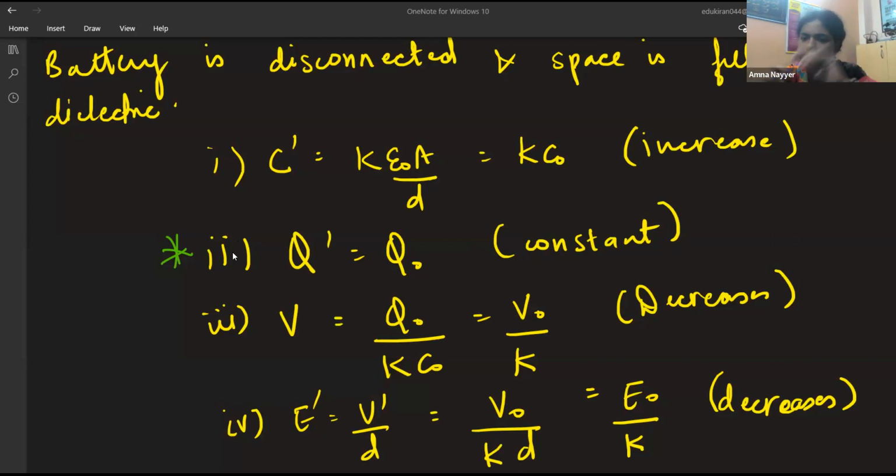that capacitance increases in both cases. This you can remember: capacitance increases in both cases. But when the battery is connected, potential remains the same. When the battery is disconnected, charge remains the same. That's it. For this case, what is potential's formula? Q by C. If capacitance is becoming K times, potential is getting decreased by K times. Similarly, if potential is decreased by K times, since the electric field depends upon potential, the electric field will also decrease K times.